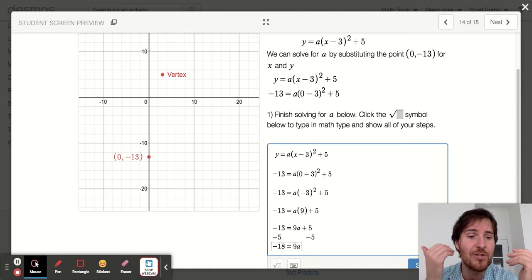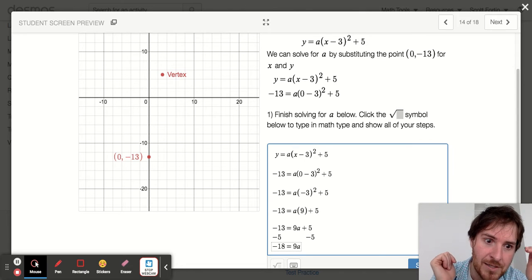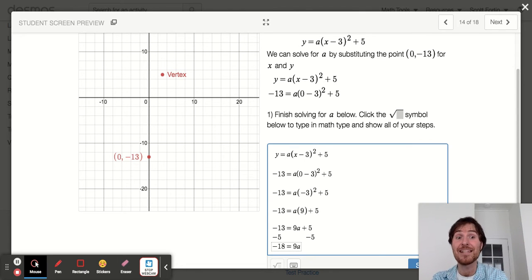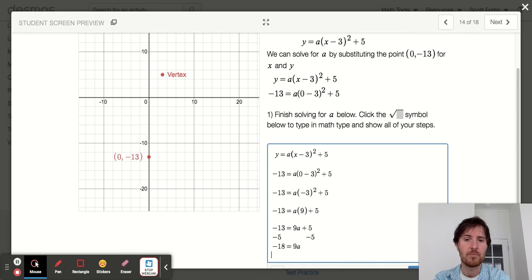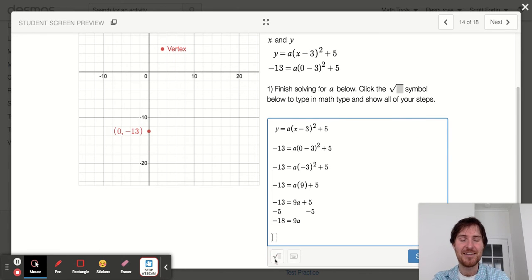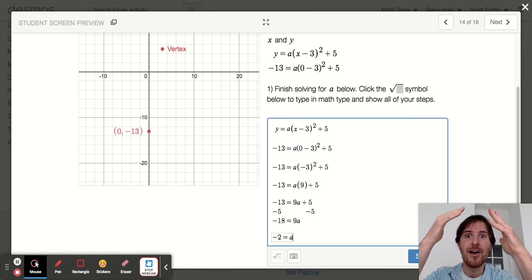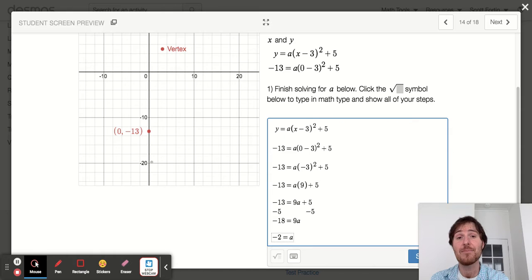Okay, yeah, you just need to isolate a. What do you do to both sides? You divide both sides by 9. -18 divided by 9. Well, 18 divided by 9 would be 2, so if it's -18, we just have to make it negative. Yeah, -2. And there you have it. -2 is going to be your stretch factor. -2 equals our a parameter. And that kind of makes sense, I'd say.